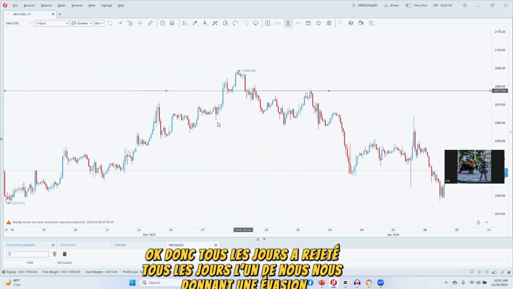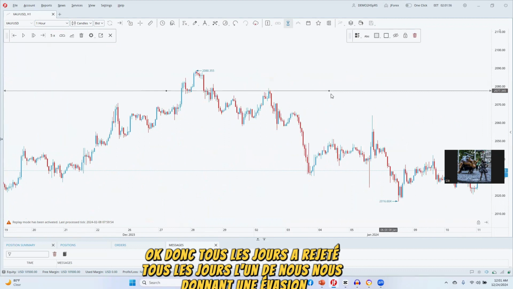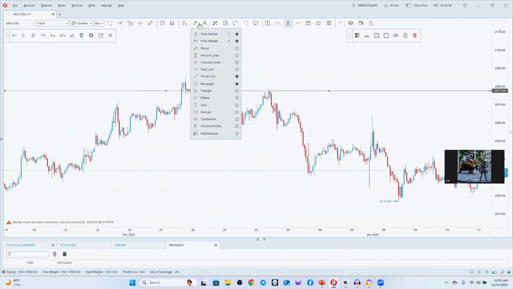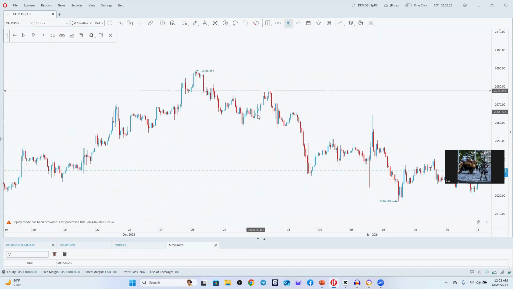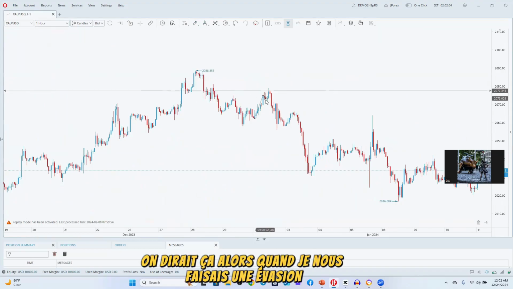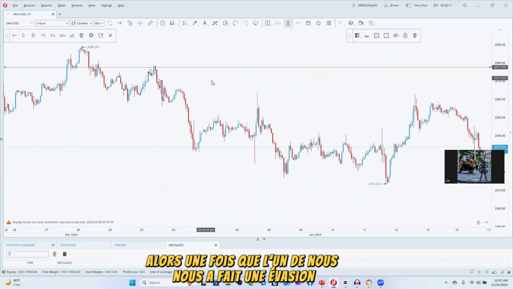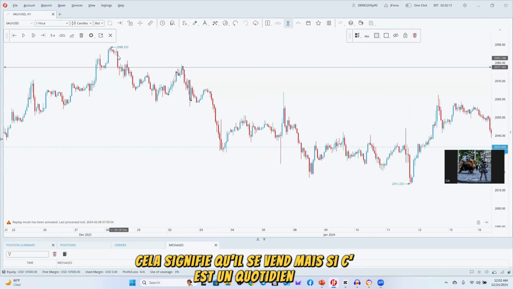Okay, so daily has rejected daily. 1 hour has given us a breakout. You see, so it looks like this. So 1 hour has given us a breakout. So once 1 hour has given us a breakout, it means that it is selling.